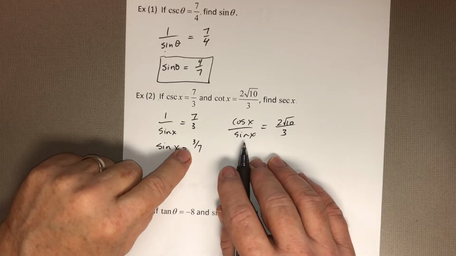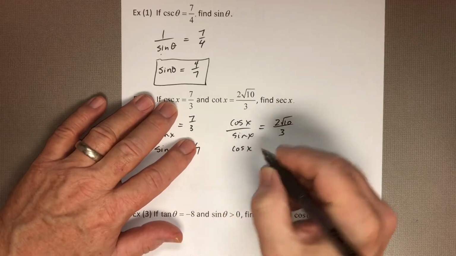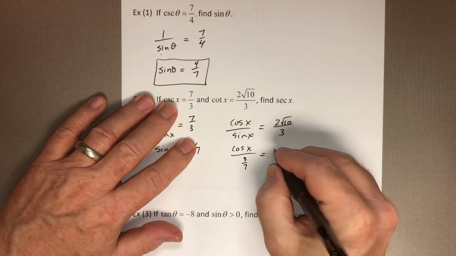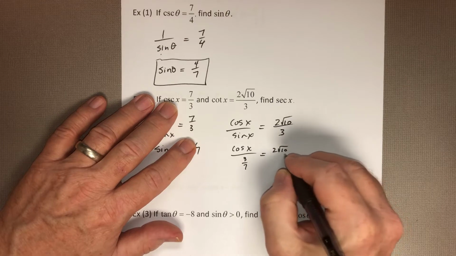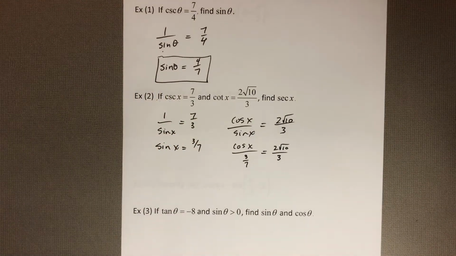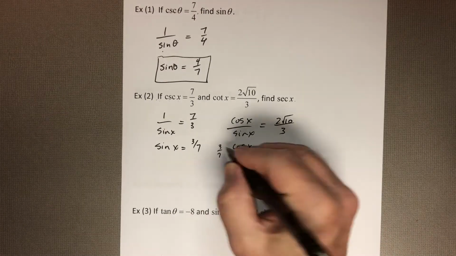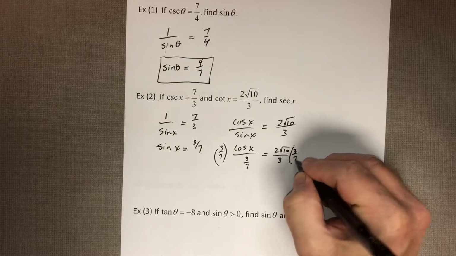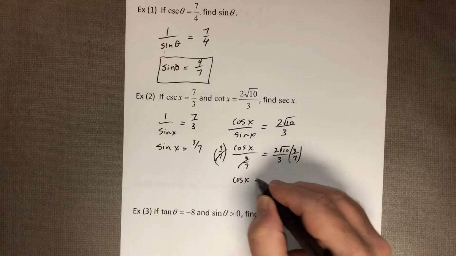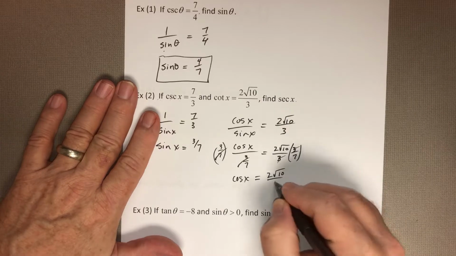Okay, so we would have the cosine of x over 3/7 is equal to 2 times the square root of 10 over 3. All right, and now let's multiply both sides by 3/7. Okay, so we'll multiply both sides by 3/7. All right, and that means these would cancel, giving us the cosine of x is equal to, those 3's would cancel, 2 times the square root of 10 over 7.